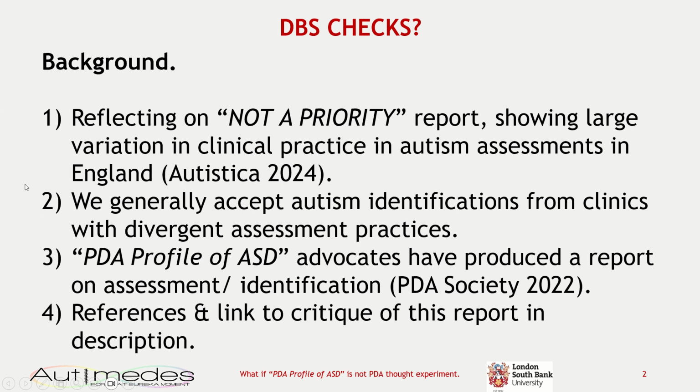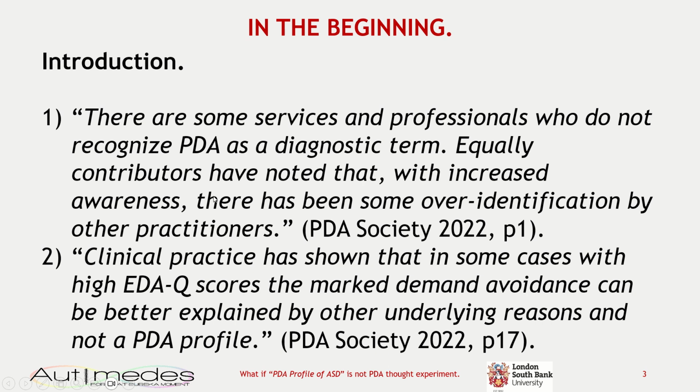So these are a couple of quotes from the report which basically point out that PDA Profile of Autism advocates are saying that PDA has been overdiagnosed and that they are excluding non-PDA profile of autism PDA identifications from PDA. So I'm just going to read out the two quotes. There are some services and professionals who do not recognise PDA as a diagnostic term. Equally, contributors have noted that with increased awareness, there has been some over-identification by other practitioners.